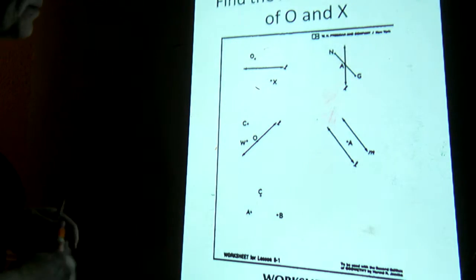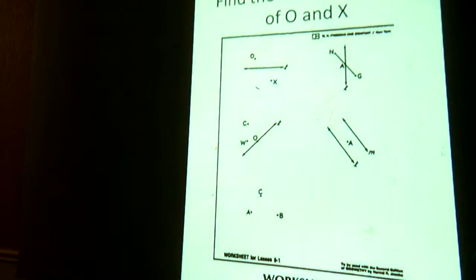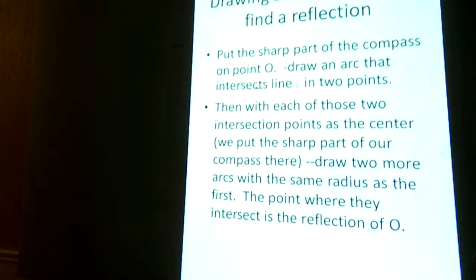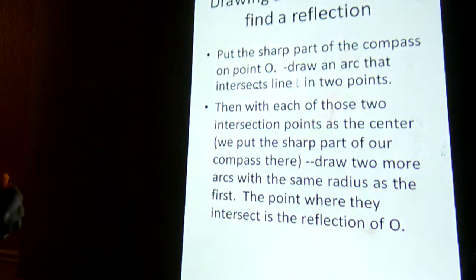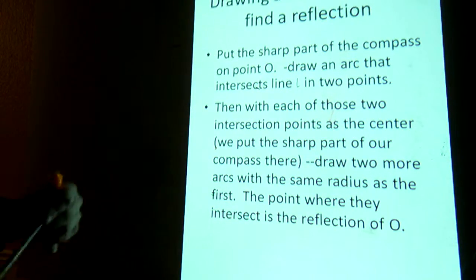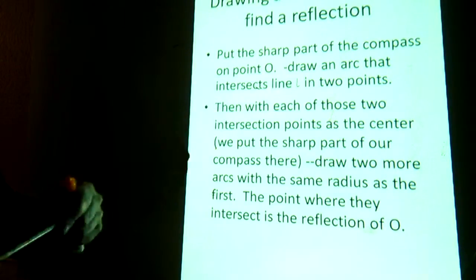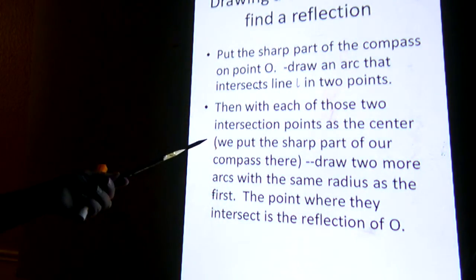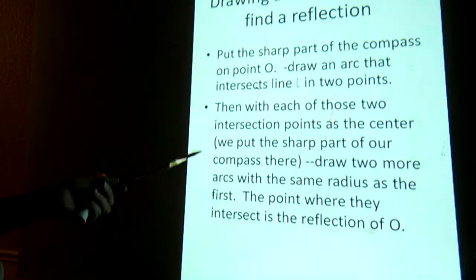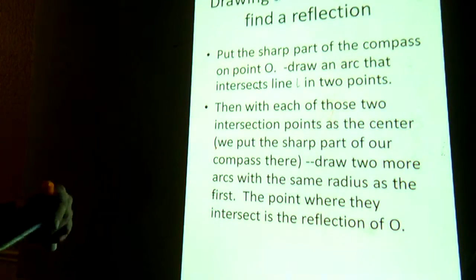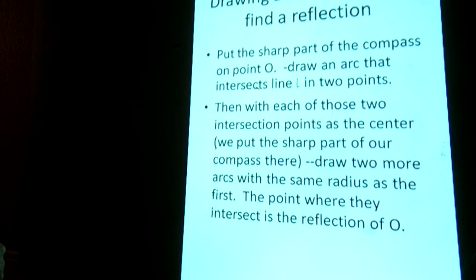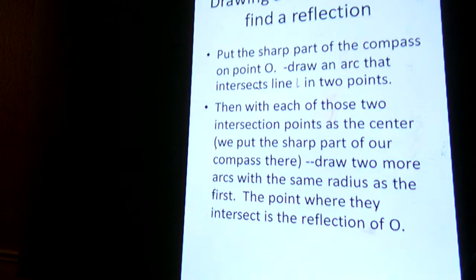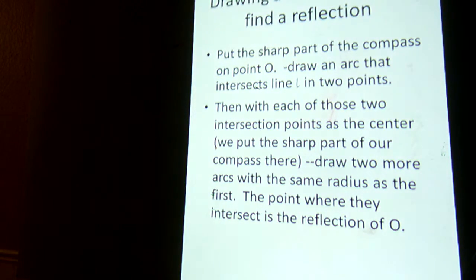And I actually wrote out the words. So pretty much what I just said. You put the sharp part of the compass on the O, you draw an arc that intersects line L in 2 different points. Then with each of those 2 intersection points as the center, we put the sharp part of our compass there. We draw 2 more arcs with the same radius as the first, and the point where they intersect is the reflection of O.